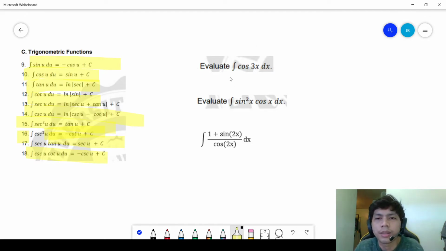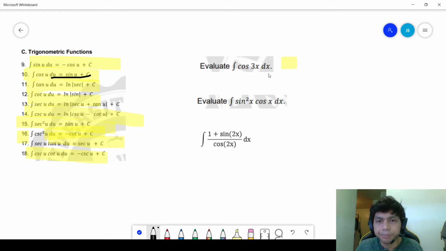Now let's go with some of the examples. Let's go with the simple one first. You are to integrate cos 3x dx. First, what is the integral of cos x? That's sine x, right? Previously in your differential calculus, the derivative of cos x is negative sine x. In integral calculus, the integral of cos x is positive sine x, all right?